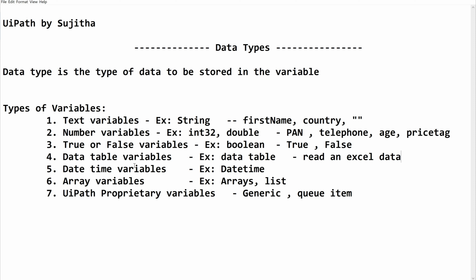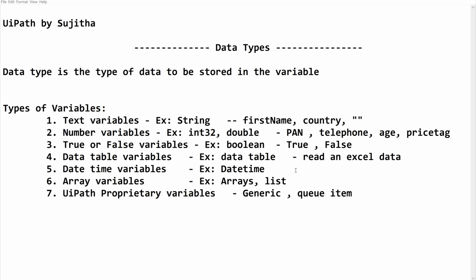When you are scraping data using the data scraping method, it will give you the data in a data table format, right? Next, date time variables. What is this? When you want to store a date time in a variable, it should have a format. That is nothing but a date time variable. The variables which hold the date time are nothing but date time variables.